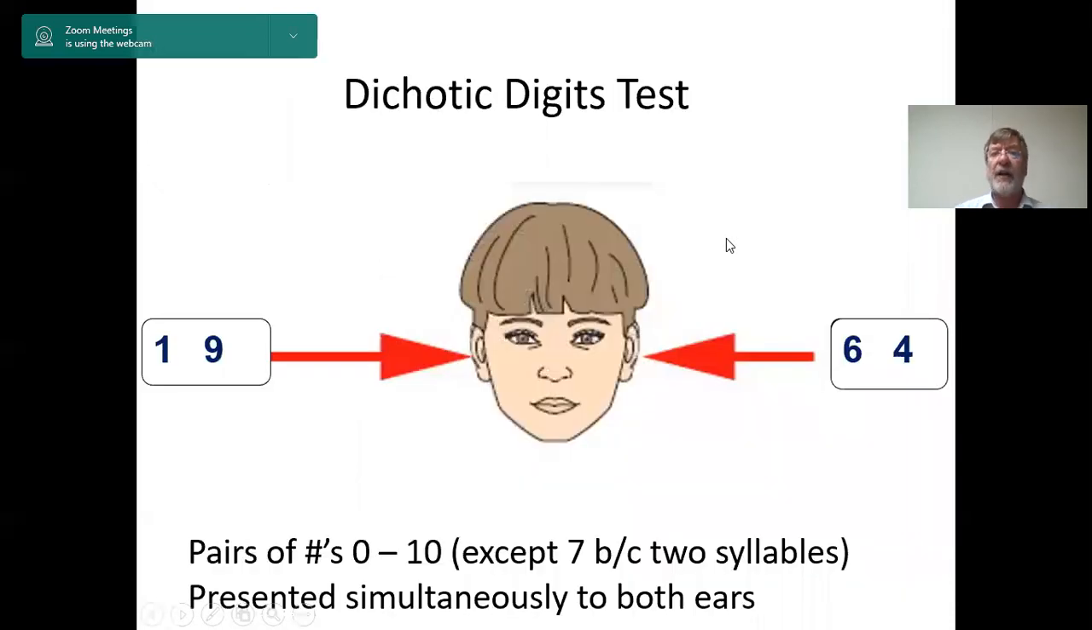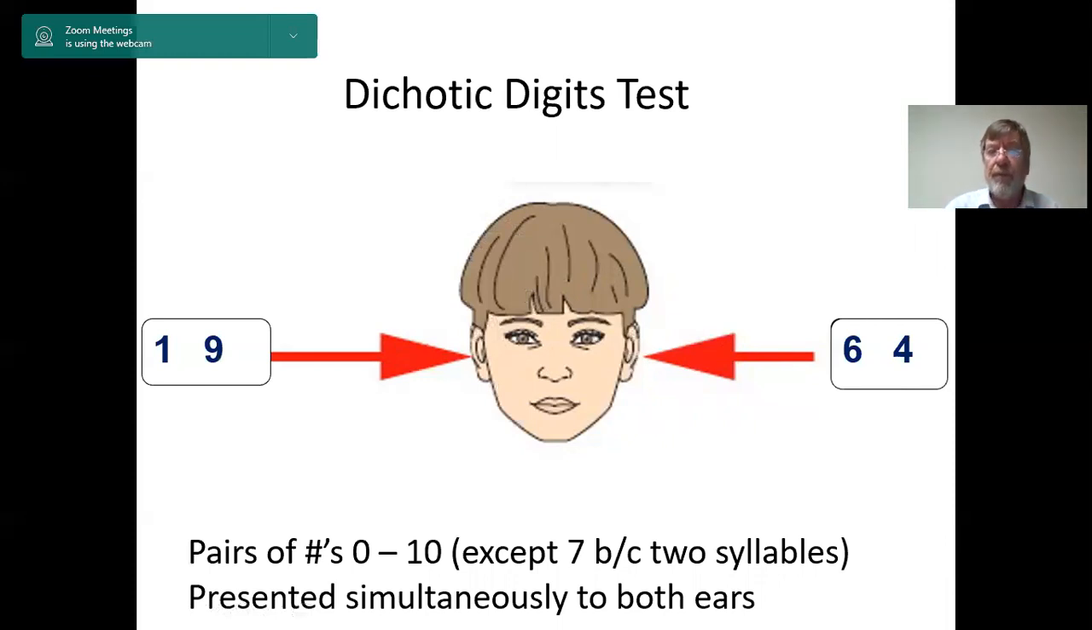Now with dichotic digits, and here's this little fella, okay? Dichotic digits uses everything except the number 7. They use digits between 1 and 10, and they are sent in pairs simultaneous to the ear. 1, 4, for example, 9, 6, and the kid is asked to say, what did you hear? And he doesn't have to tell you what ear, just has to repeat the 4 digits he heard. Okay? In any order, doesn't matter.